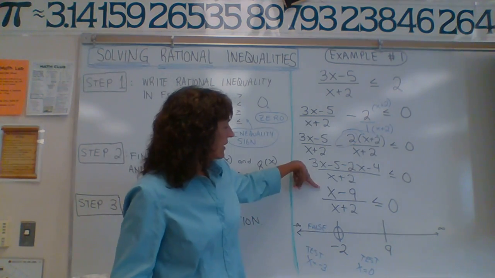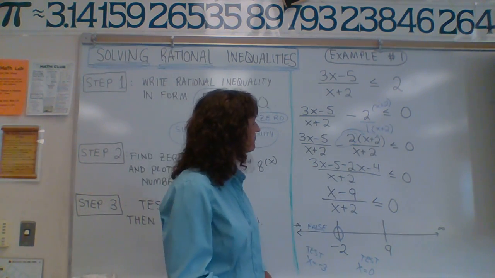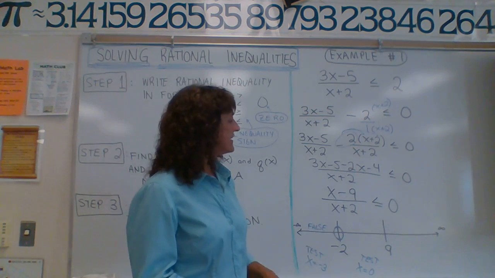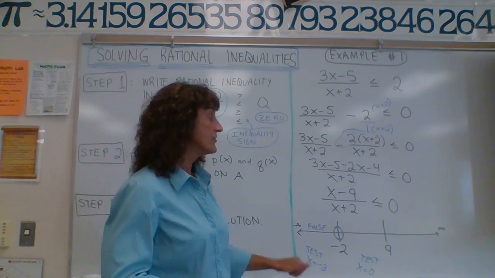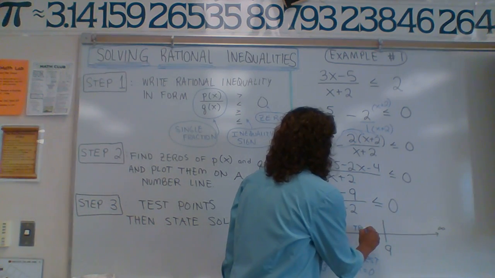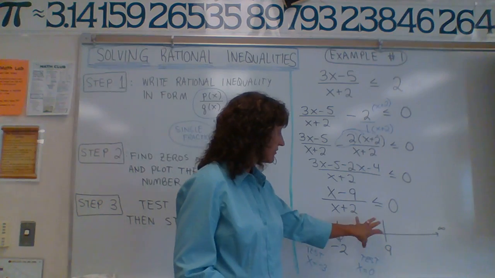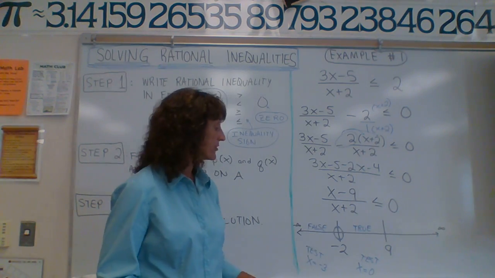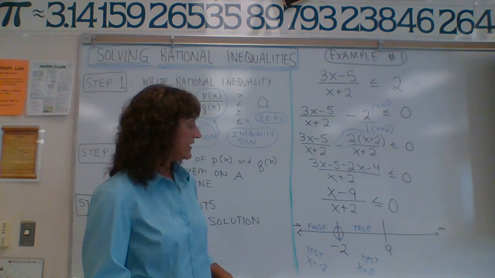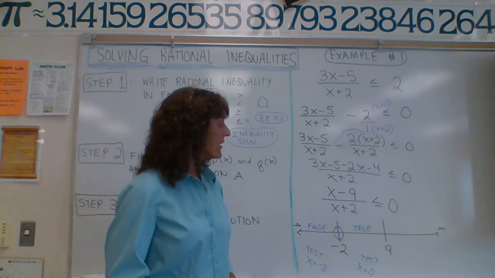So you take 0 and plug it in. 0 minus 9 gives us negative 9, over 0 plus 2, which is 2. So negative 9 divided by 2, negative 9 halves. Is negative 9 halves less than or equal to 0? It is. This is true. This gave me a true inequality. So this is a region where all these infinitely many numbers between negative 2 and 9 will fit in my solution. I still have to check my third interval.